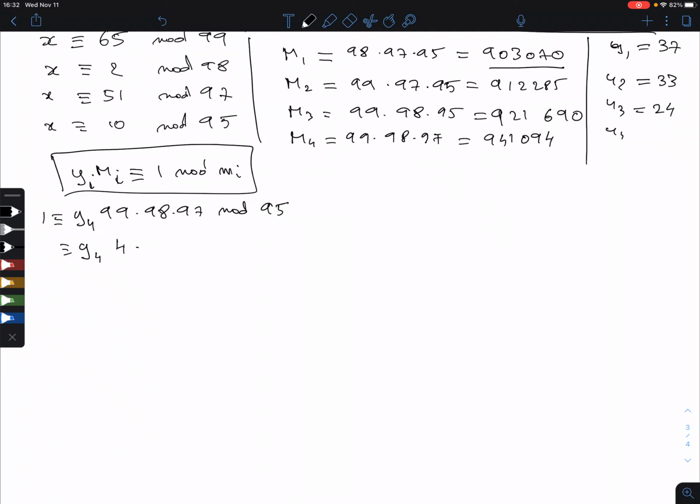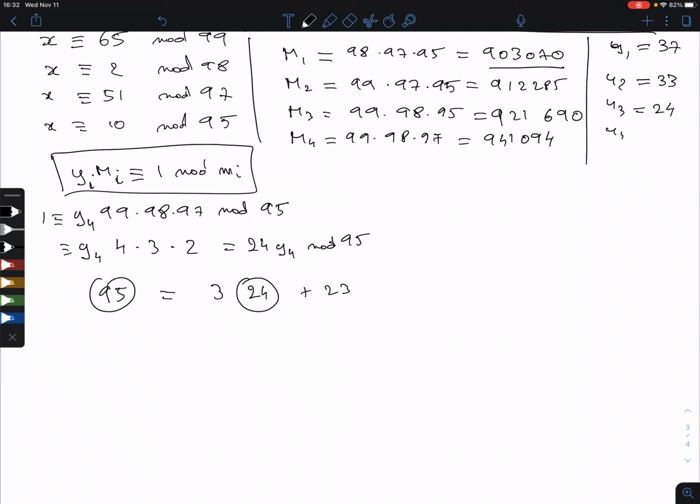99 is the same as 4 mod 95, just subtract 95. Actually, it's not really true, the number is a little bit bigger here. So it's 24 times y4 that we have to do mod 95. Okay, so how many times does 24 go into 95? 3 times. So we have 3 times 24, that is 72, and so what remains is 23.